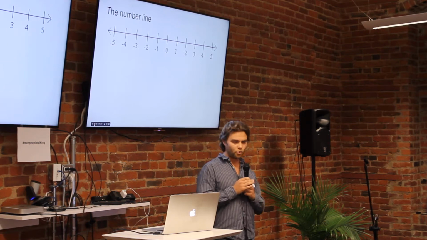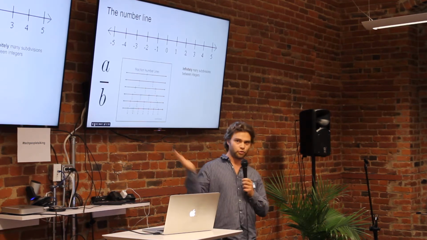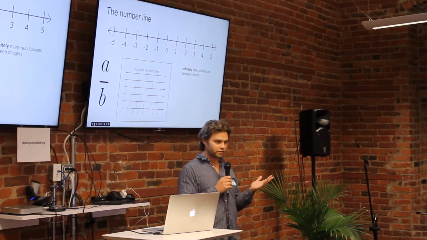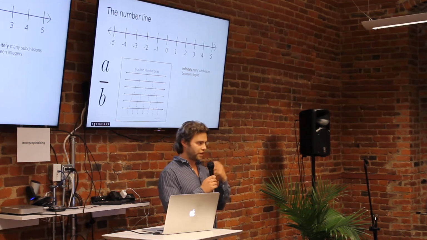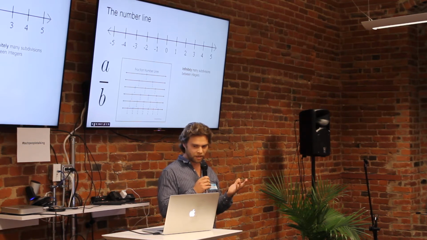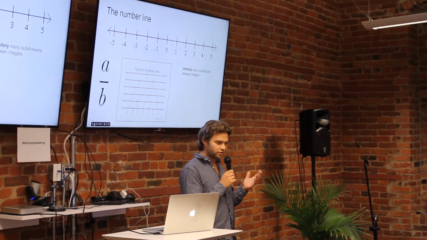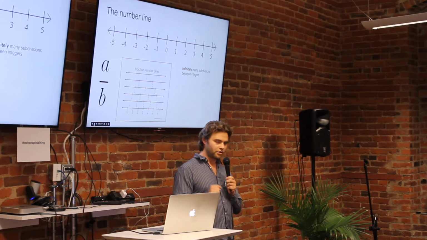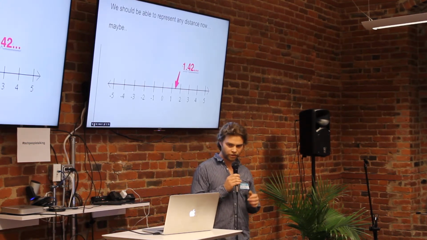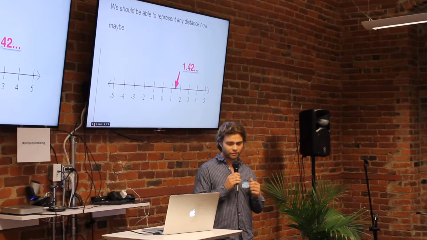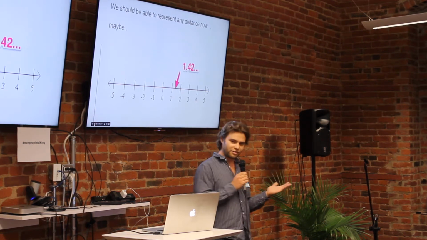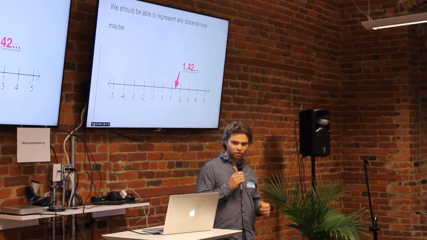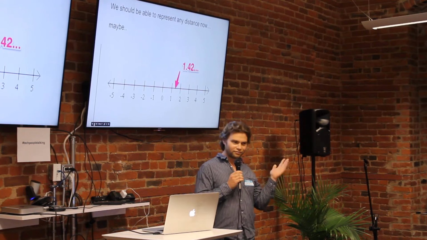So when we want to represent distances that exist between the integer points, we have fractions in the form of a over b. And we make infinitely many subdivisions. So in between 0 and 1, there are infinitely many subdivisions we create. So now if we have infinitely many subdivisions, well, certainly we can represent any distance we want on this number line. Maybe.